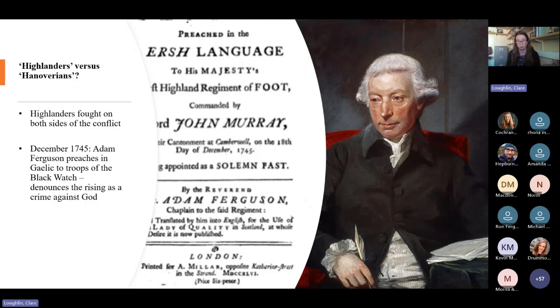Ferguson was born and brought up in Perthshire, to the regiment, arguing that the disruption and strife caused by this rebellion were signs of God's displeasure. For Ferguson, it is patriotic to oppose the rising. That is what a true Scot and a true Briton should do. So again, we see that these allegiances are really not straightforward. Scots fought on both sides.